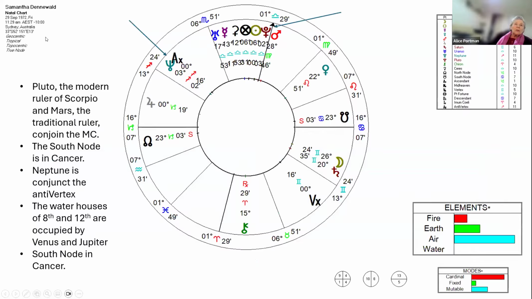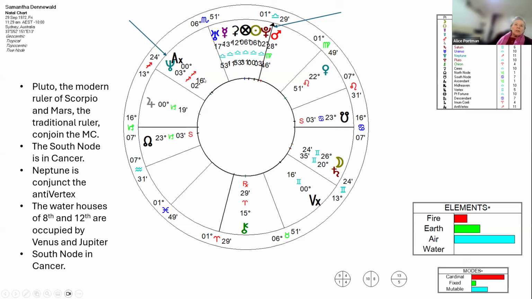Often really good at what they do. So we brought in Samantha. And Samantha and Cheryl are going to be fun for me to talk about in a minute, yeah? But there with Samantha is Pluto, the modern ruler of Scorpio, and Mars, the traditional ruler of Scorpio, right on the midheaven. That's activating the water element quite a lot. She's got the South Node in Cancer. We're going to talk about the nodal axis in a minute.